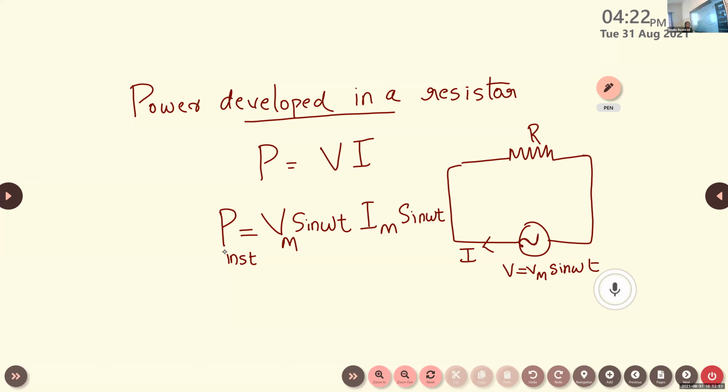P instant is equal to Vm sin omega t into Im sin omega t. The general expression for calculating the electric power of a circuit is given by P is equal to VI. But here we consider the resistor connected to an alternating source of EMF. So instead of simply writing V, we consider it equal to Vm sin omega t, and the current I is equal to Im sin omega t. Here we calculate the power at a given instant of time.